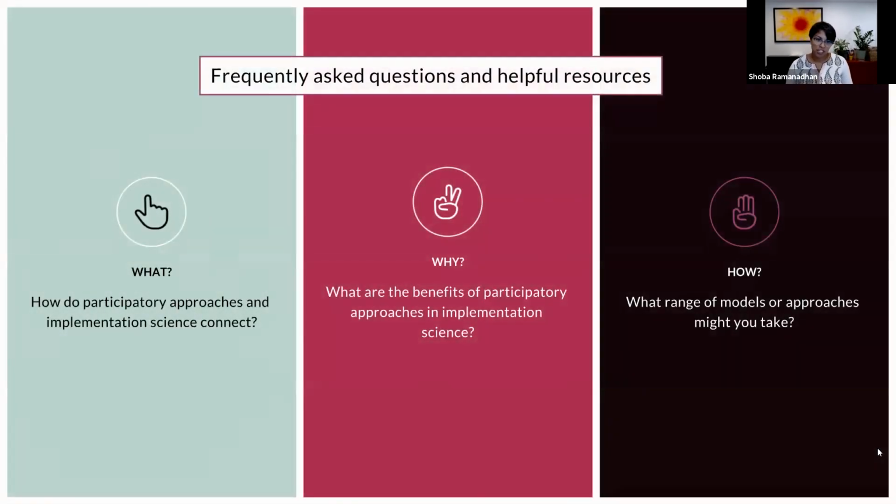So in the first session, we covered the what, why, and how of participatory approaches to implementation science. And I thought in this section, we could talk a little bit about some of the frequently asked questions that come up and share some helpful resources.